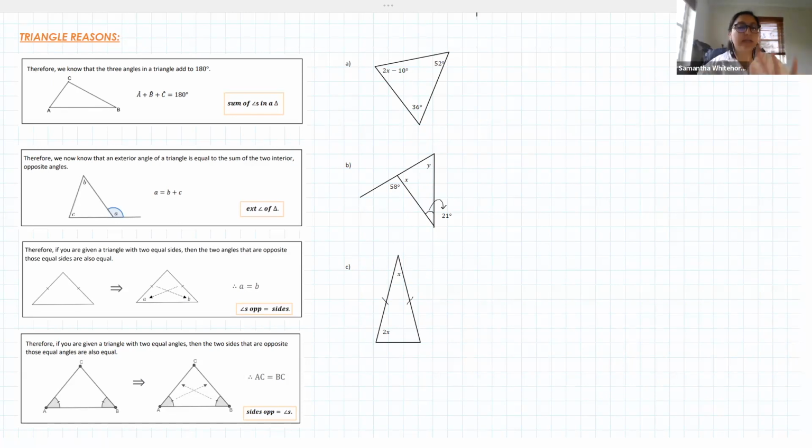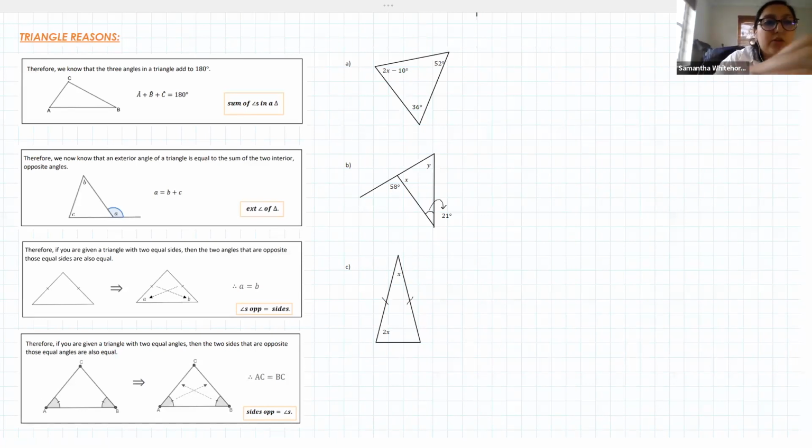So like I said, I just want to at least be able to go through the reasons and maybe do one or two of these questions. Just because triangles are important, we need to know them. And again, this is something that you will now use until matric. All of these reasons you use from grade 8 to matric, you need to know them. So we have 4 triangle reasons that we need to know.